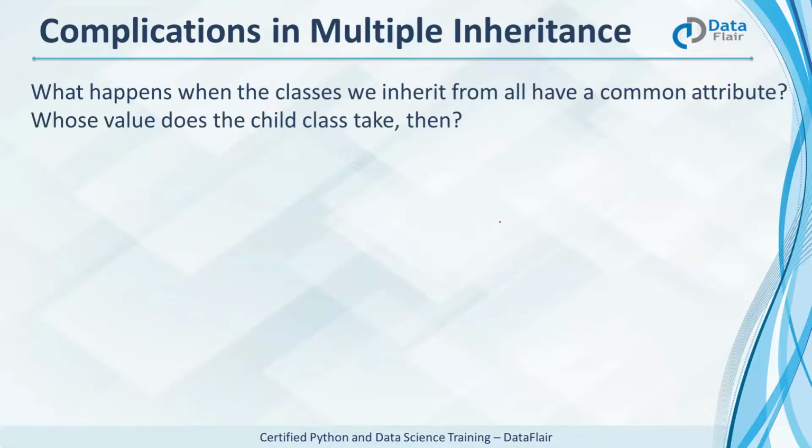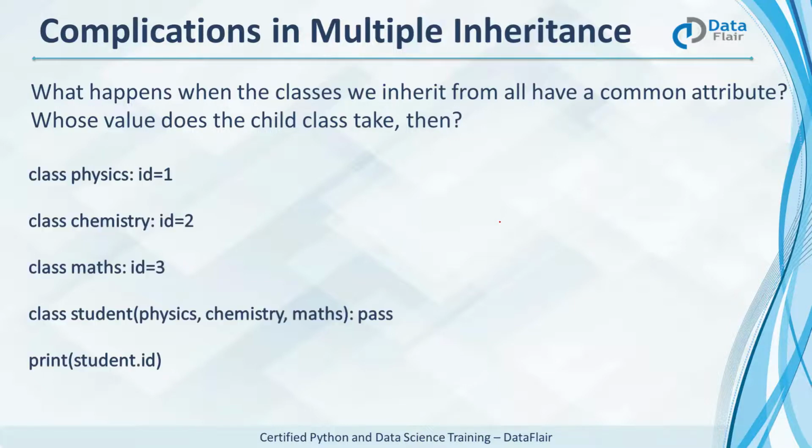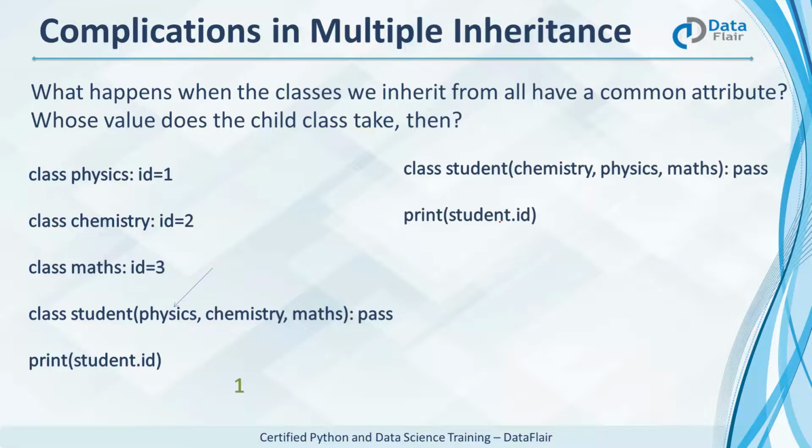But what happens when a class inherits from multiple base classes and they all have a common attribute? Whose value does the child take? That is the question. Classes Physics, Chemistry, and Maths have IDs 1, 2, and 3. Class Student inherits from these three. What ID does Student have? 1 from Physics. And if we mentioned Chemistry first in the names of parent classes, it would be 2.